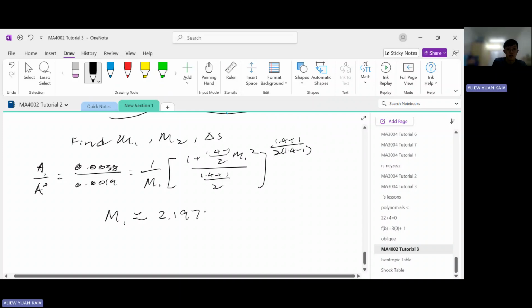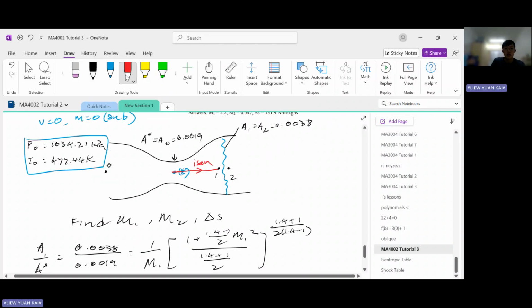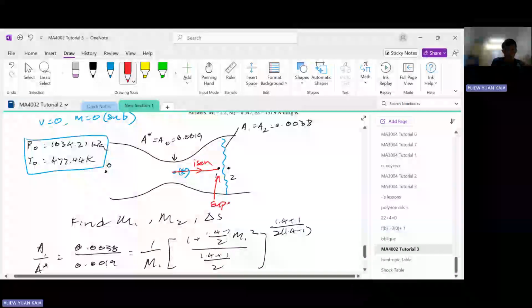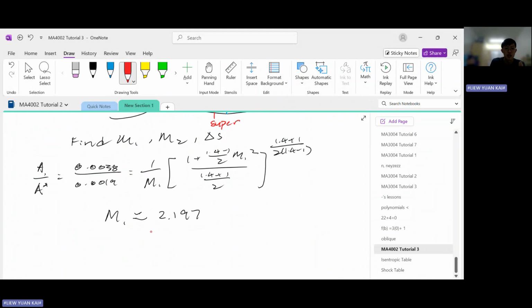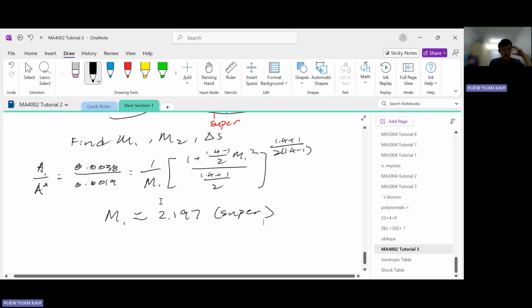The answer here is 2.197. Why? Because point 1, remember, is the point that is immediately upstream of the normal shock. And remember what I said so many times already: immediately upstream of the normal shock, you know that this is supersonic. Supersonic means Mach number is greater than 1. Therefore, it must be the 2.197 and not the 0.306. So you must reject this and ignore it because 0.306 is subsonic. Remember, this must be supersonic. That is the value of the Mach number at point 1.